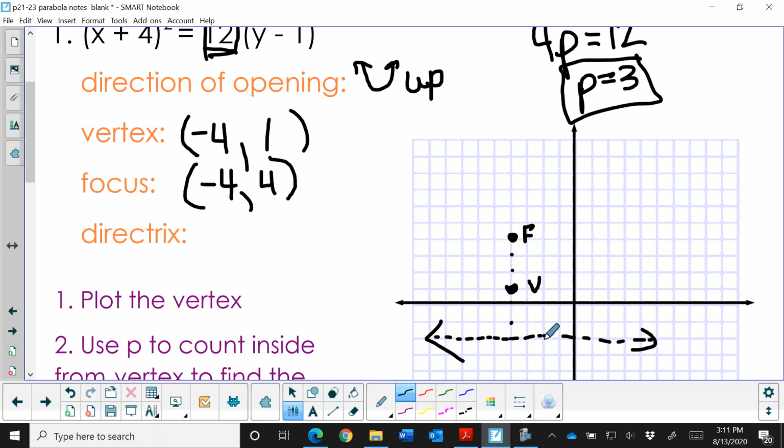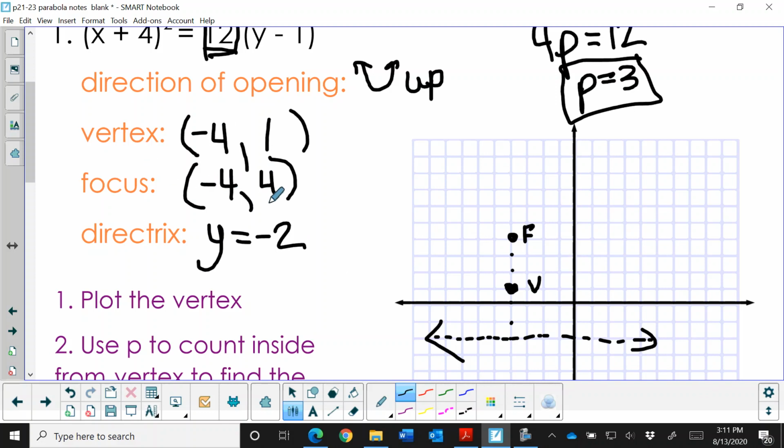1, 2, 3. I'm at -2. Now horizontal line is always a y equals. Y equals -2. And that's your horizontal line. Now, how do I know how wide to make the graph? Well, this is very easy to do.